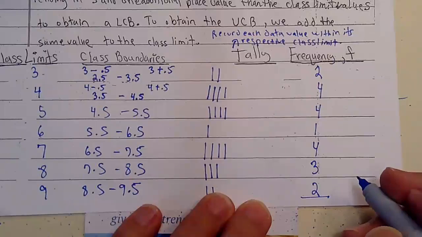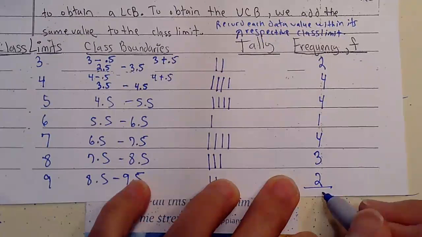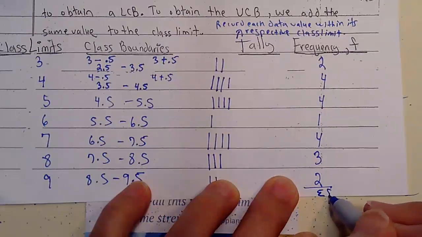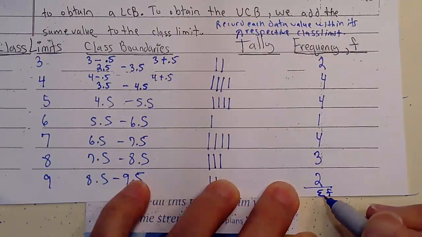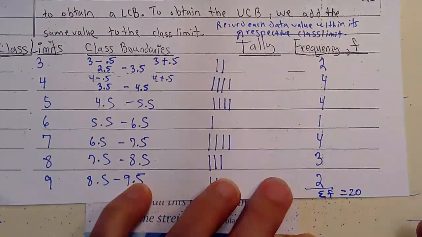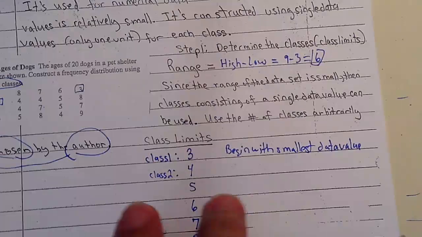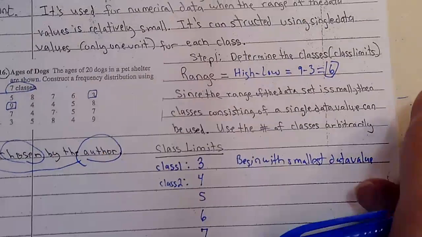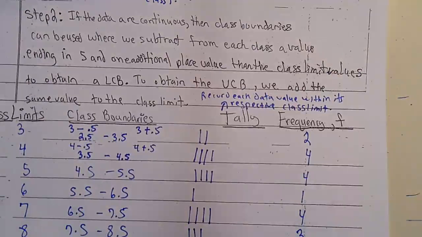that would give me, if I do this, summation of F, that's a summation symbol, Greek letter sigma, summation of F for frequency, that would be a total of 20. And so remember it said that we had 20 dogs. So you just want to make sure on your tally you didn't omit any, okay? Then there's one more thing to do on the next page.